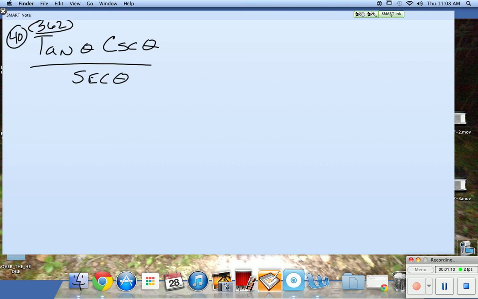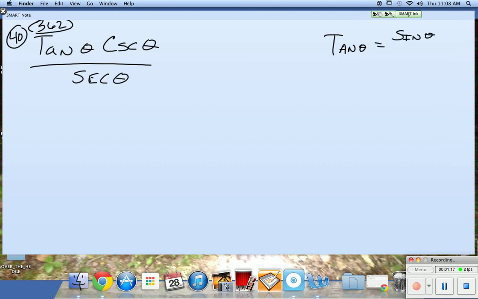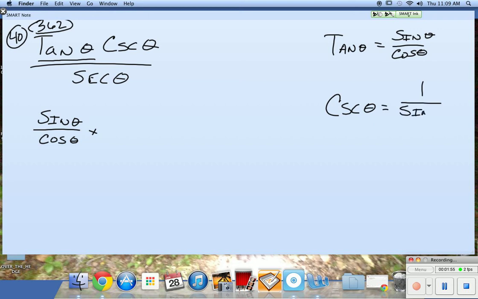One of them is we need to know that tangent of theta equals sine of theta over cosine of theta. And if we know that, we can solve this problem. If we look at this tangent of theta, we're going to replace that with sine of theta over cosine of theta. So let's replace that and say sine of theta over cosine of theta, and now times the cosecant of theta. Cosecant of theta actually equals 1 over sine of theta. So let's replace cosecant of theta with 1 over sine of theta.